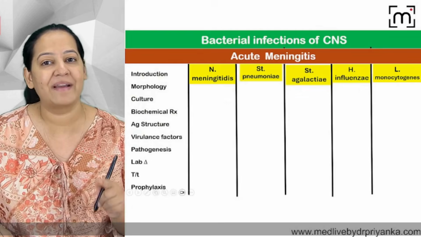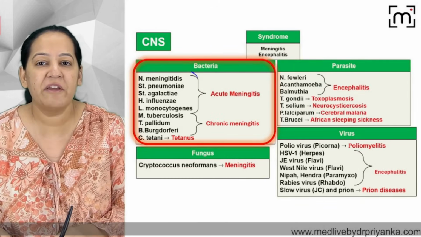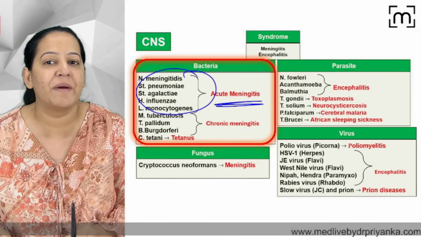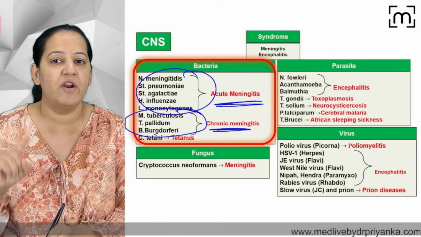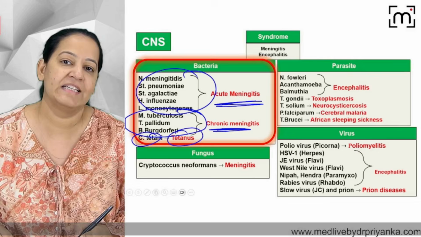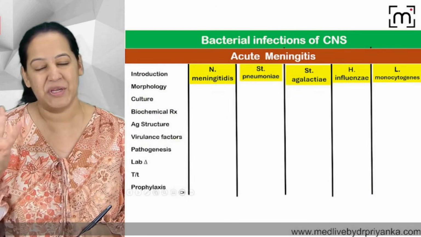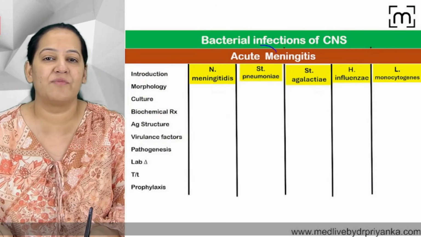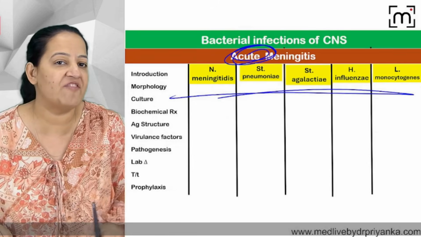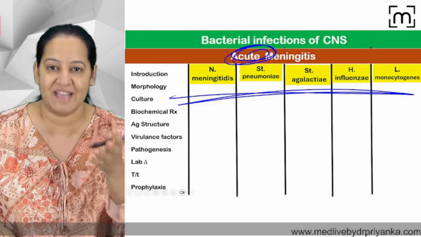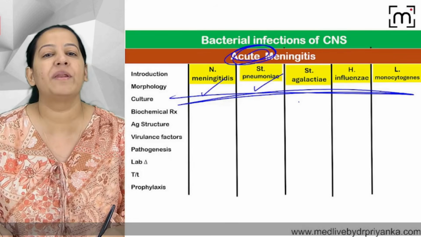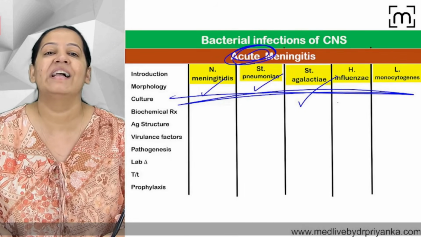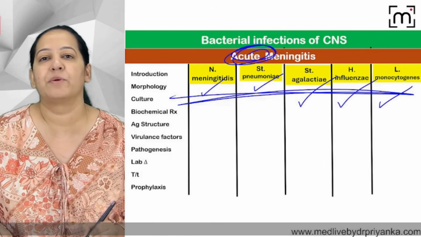We divide the 9 bacteria into 3 categories. 5 of them cause acute meningitis, 3 of them cause chronic meningitis and 1 of them causes tetanus. So we will make 3 master charts. One master chart is for acute meningitis, the 5 bacteria causing acute meningitis. Have a look at their names: Neisseria meningitidis, Streptococcus pneumoniae, Streptococcus agalactiae, Haemophilus influenzae, and Listeria monocytogenes.